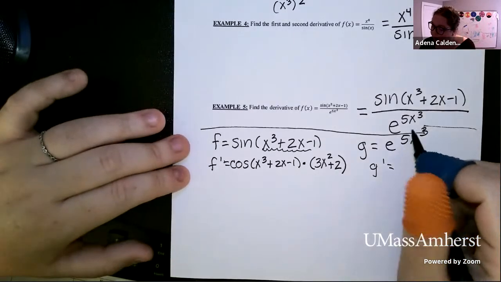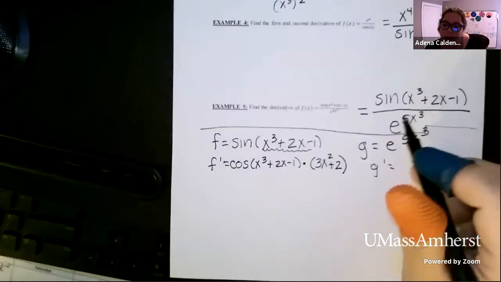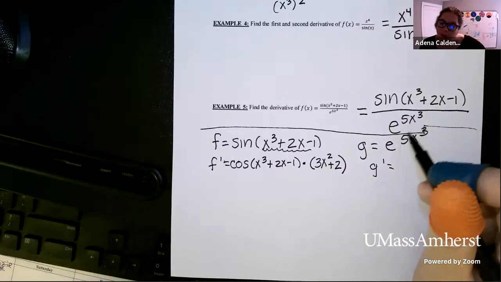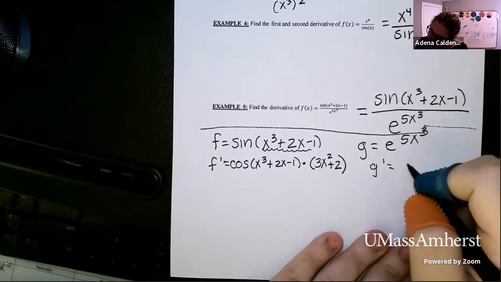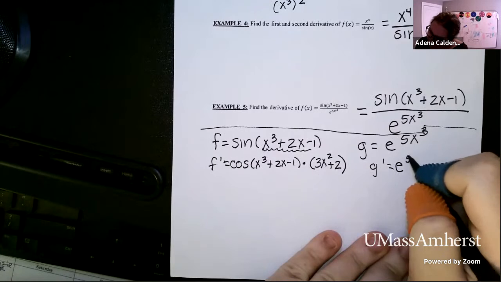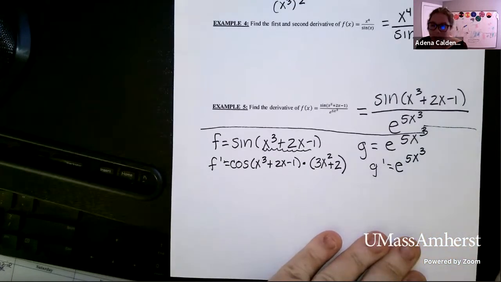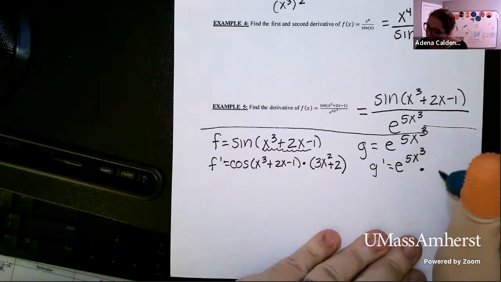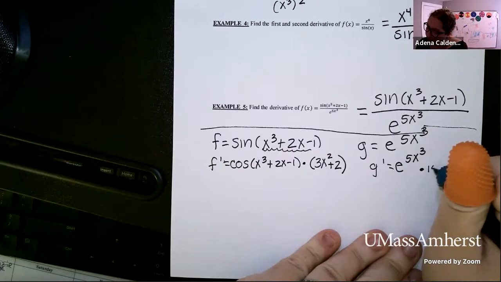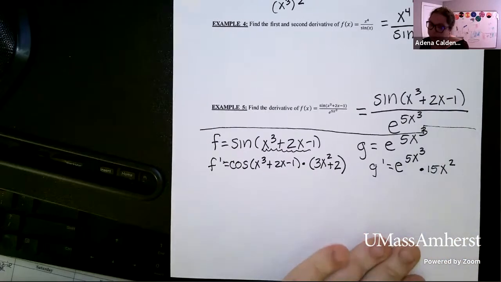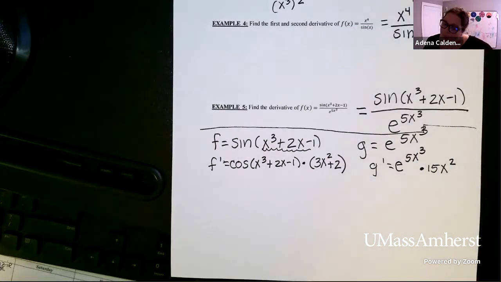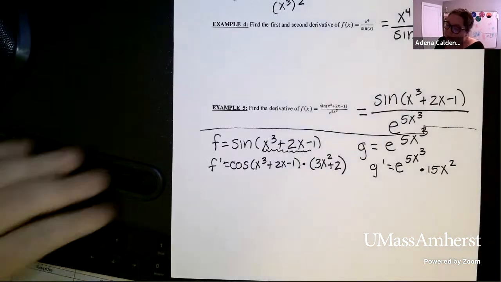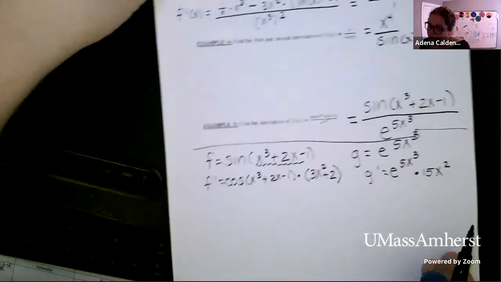And then for my g prime, I again notice I have a chain rule, but this is the exponential form. So I have e raised to 5x cubed. I notice that the variable's up in the power. And so for exponential functions, especially e's, I'm going to get the same thing back, e to the 5x cubed, times the derivative of the power. So here, the 3 comes down to multiply the 5, and I get 15x squared. So the real hard part in this is finding these two derivatives within the problem. Now that we have them, we can plug these into the formula for the quotient rule.